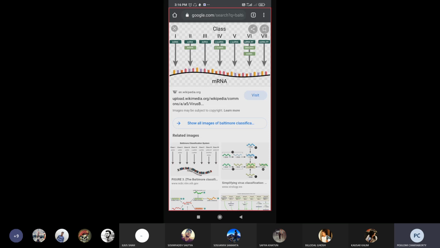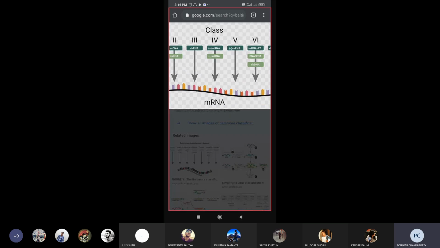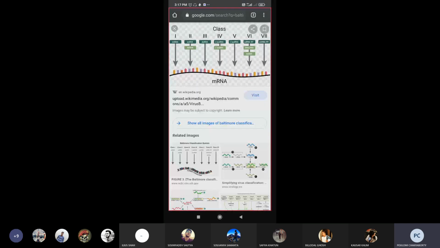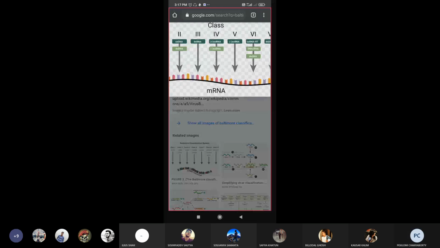Next part is the positive single-stranded RNA virus. What happens is that this positive strand RNA cannot produce any protein, so it has to make a negative strand RNA. From the positive strand RNA, the protein cannot be synthesized, so it has to make a negative strand RNA, and from that negative strand, mRNA is produced, and then proteins are produced.